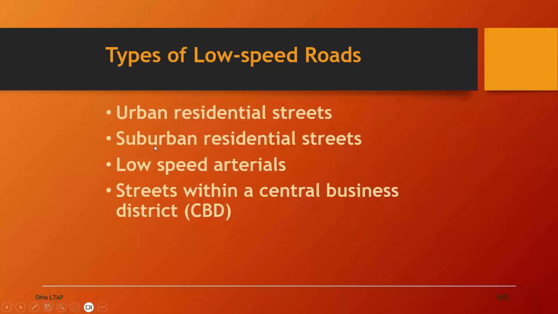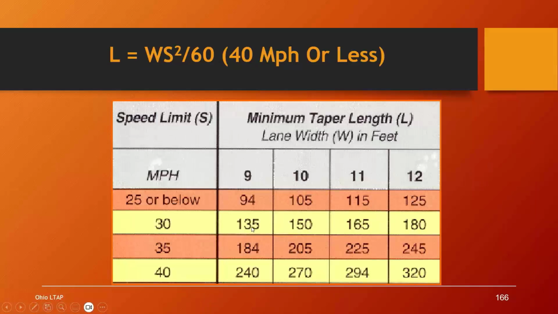Well, we have lots of low speed roads at the local level. We have our urban residential streets like the near east side of Columbus, for instance. We have suburban residential streets like up in Hilliard and Dublin, Gahanna, Westerville. Then we have low-speed arterial streets, and also central business districts like downtown Columbus are low-speed roads. So 40 miles per hour and below, that's how we came up with these numbers.